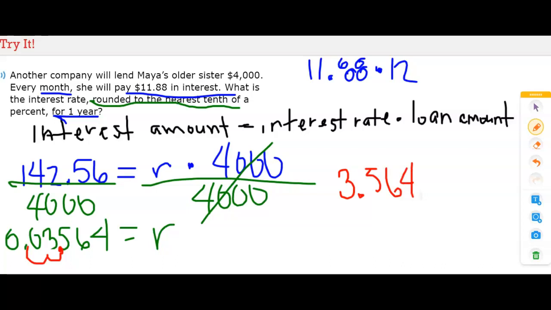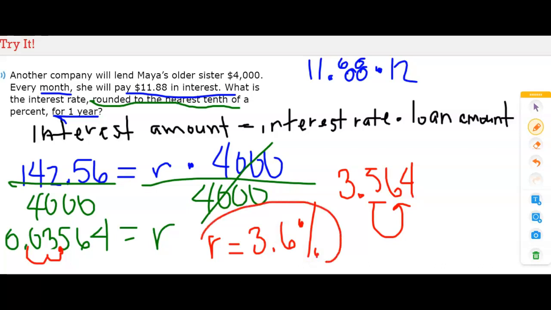So our percent is 3.564, but then we have to round to the nearest tenth percent. So we look here, that's our tenth percent. Look next door, that's a 6. So our percent or rate is 3.6%. That's it.